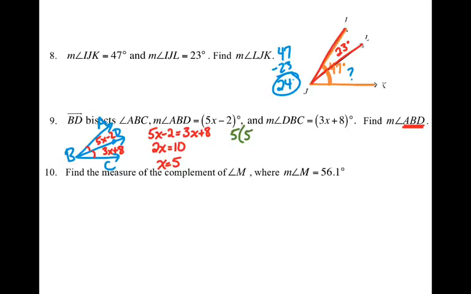but you got to go back and plug in, because it says find the measure of angle ABD. So you got 5x minus 2 and plug in the 5. So you get 23 degrees.